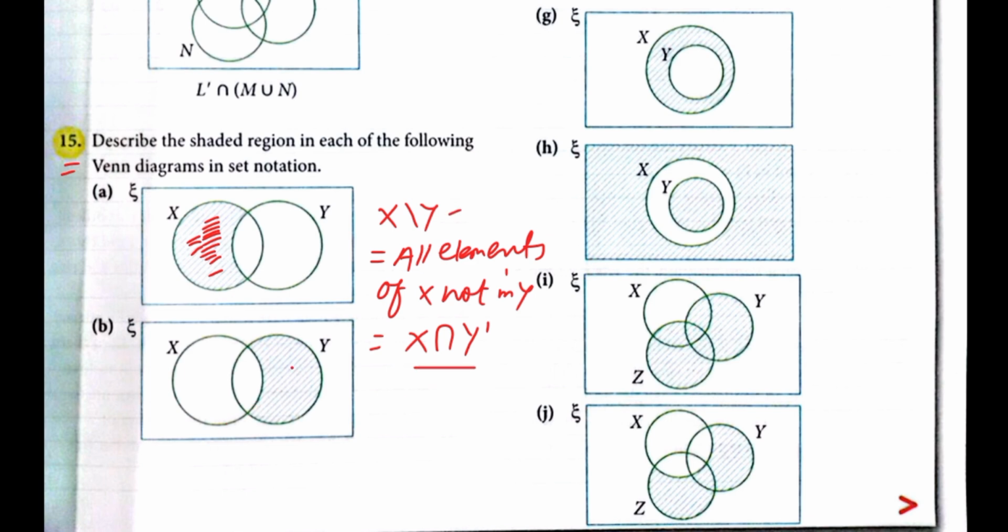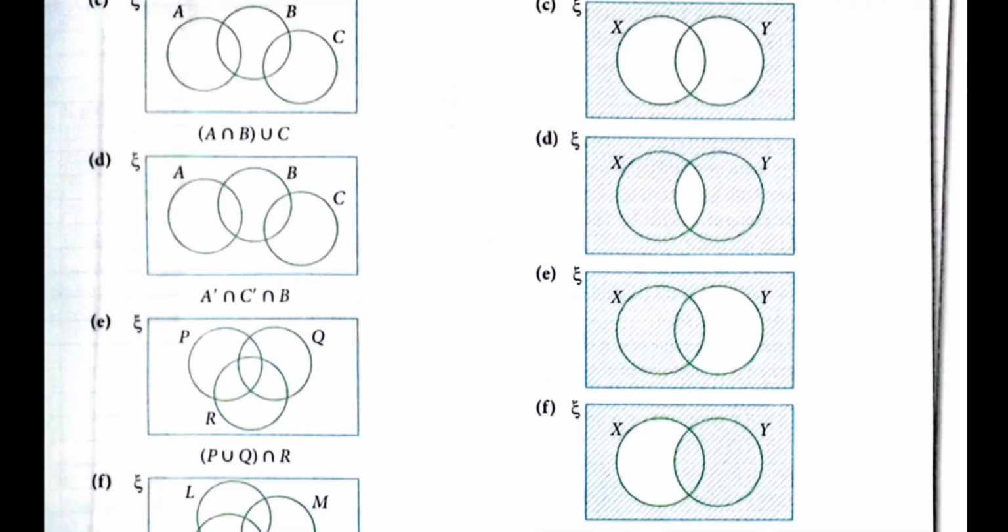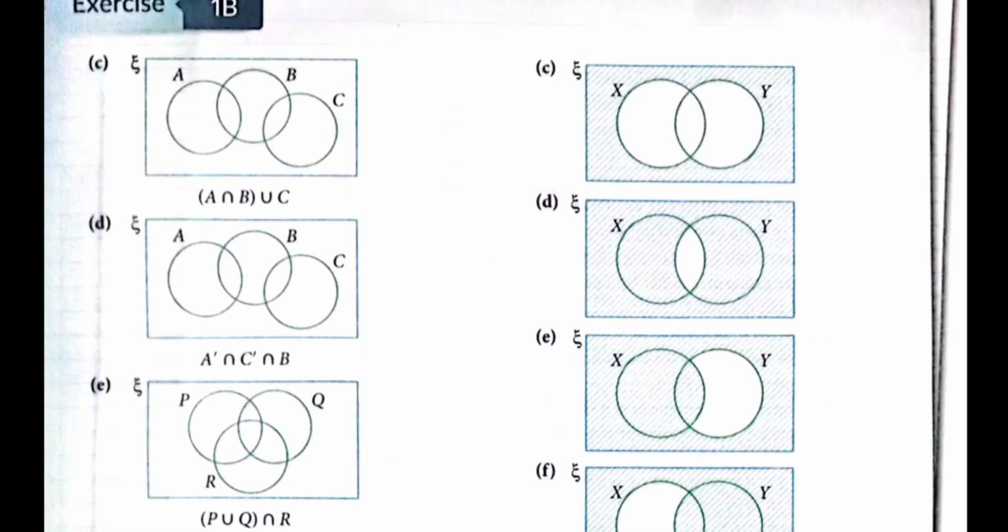Similarly here, some portion of set Y is shaded, that is not included in set X. So this actually represents Y difference X. Or in simple words, you can write it as Y intersection X complement. In the C part, if you see, the outer region of both circles is shaded here. This is the outer region inside the rectangle, but not inside the circles.